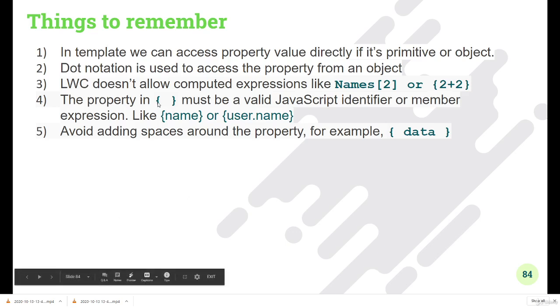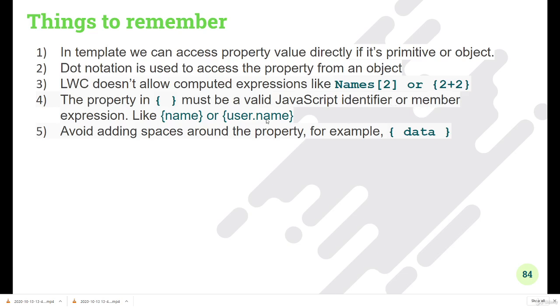And then the properties in the curly brackets must be a valid JavaScript identifier or a member expression, like I showed you, name and user.name. And always try to give space around the properties. Sometimes it behaves weirdly, so always try to write your data with spaces. That's just a suggestion. You can write it without, but sometimes it behaves weirdly. So these are the things you need to remember when you are creating and binding properties.